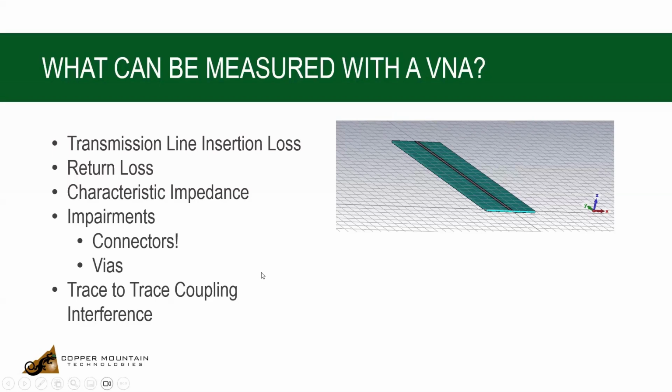So what can be measured with a VNA? Well, we can look at the transmission line insertion loss, its return loss, its characteristic impedance, and in particular, we might be interested in looking at the impairments along the line: connectors and vias and trace-to-trace coupling and the interference that might cause.